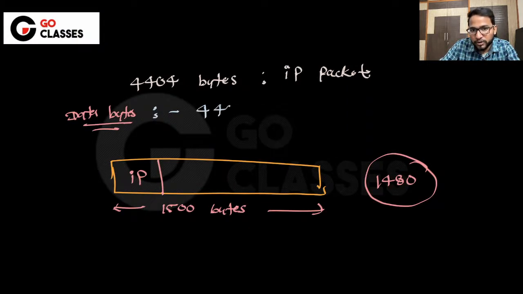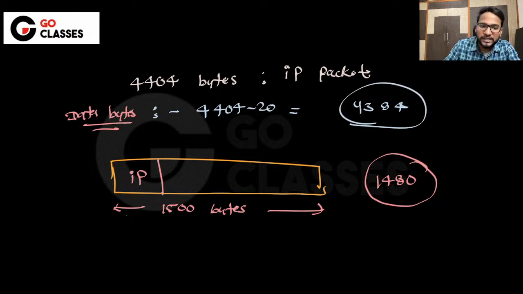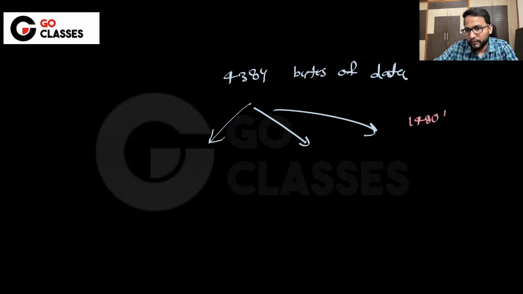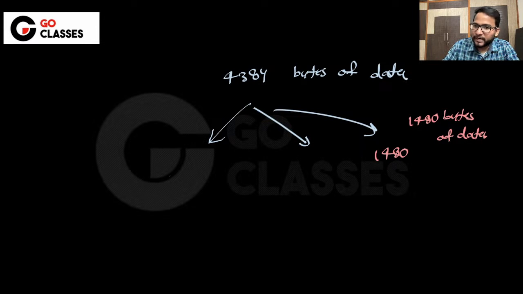So the data bytes will be 4404 minus 20, which is 4384. So basically you have 4384 bytes of data that you need to divide into multiple parts such that each part does not contain more than 1480 bytes of data, right? That is your aim. So first check, can you have 1480 in the first packet? Every packet except the last packet has to be divisible by 8. So just check if 1480 is divisible by 8. Let me just check.